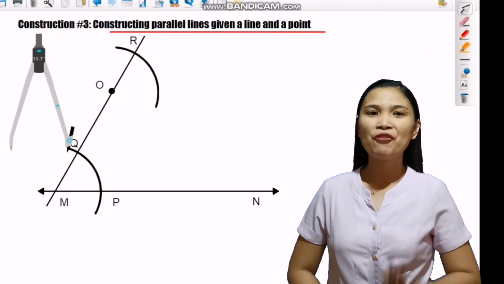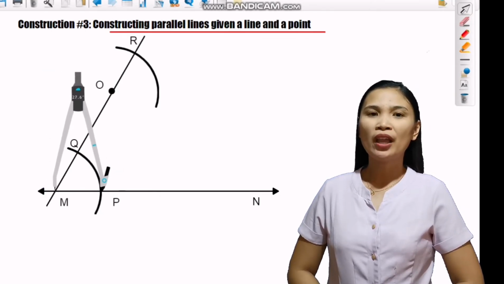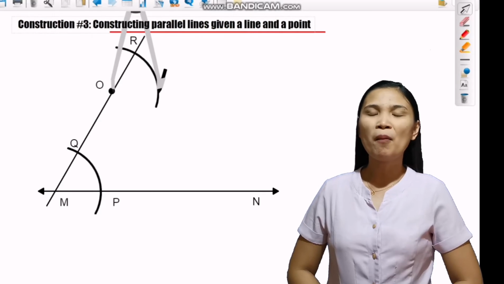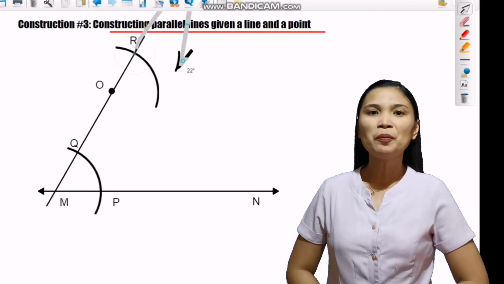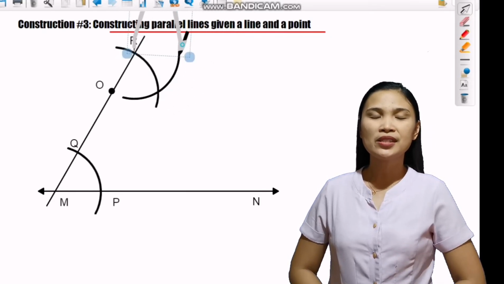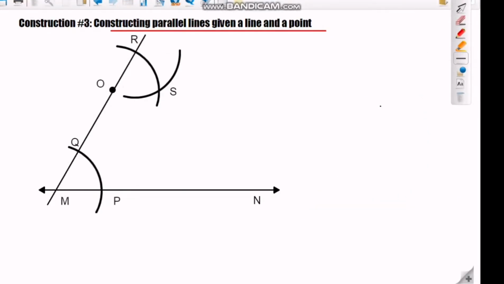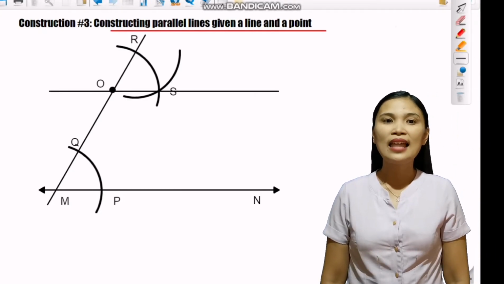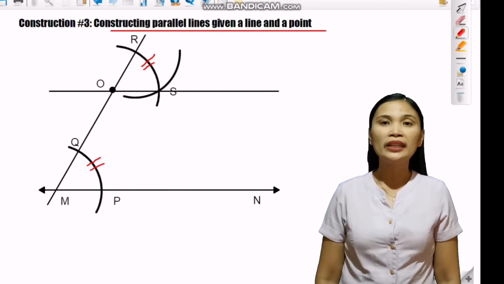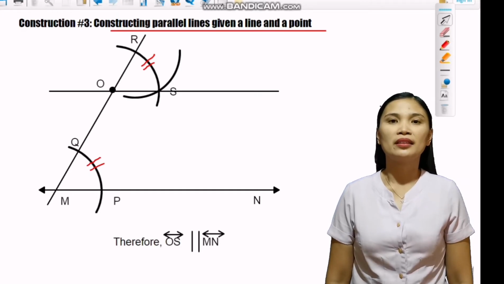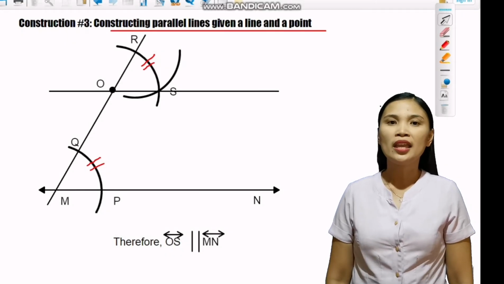Now let's come to step 4. Using the same distance of Q and P as the opening of the compass, place the tip of the compass on R. And then, draw an arc that intersects the preceding arc. Let's name the intersection as point S. Lastly, connect points O and S. As you can see, the corresponding angles M and O are congruent. Therefore, we come up with the line OS, which is parallel to line MN.